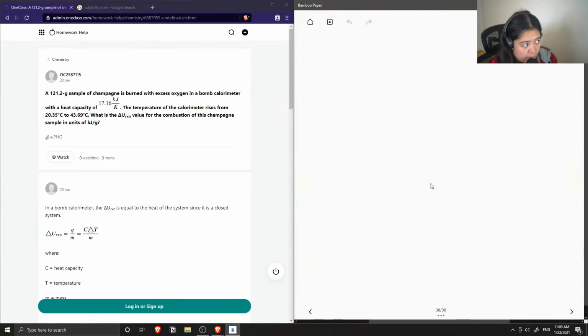Okay, so question number 7. A 121.2 gram sample of champagne is burned with excess oxygen in a bomb calorimeter. The heat capacity is 17.16 kilojoules per Kelvin. The temperature of the calorimeter rises from 20.35 to 43.69 degrees Celsius. What is the delta U of the reaction value for the combustion of this champagne sample in units of kilojoules per gram?